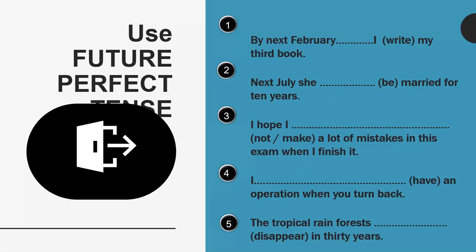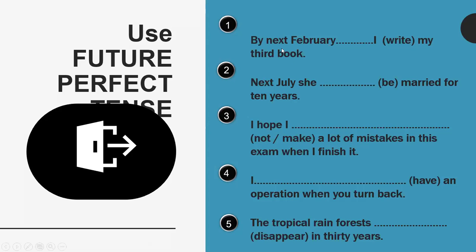Use future perfect tense here. By next February, blah blah blah. I have the clue here. My third book. By next February, I blah blah write my third book. Can you change that into future perfect tense, please? Who? Please share your idea. Come on. No one? Aulia Rahman. Anissa Pratiwi. Okay.